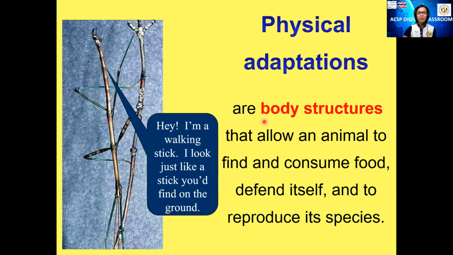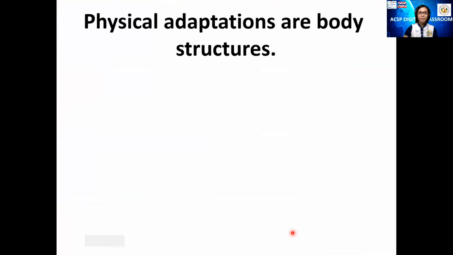Physical adaptations are body structures that allow an animal to find and consume food, defend itself, and reproduce its species. These physical features help the animal obtain food, keep safe, build homes, withstand weather, and attract mates to reproduce. Those are physical features, and we can also call them physical adaptations. So physical adaptations are body structures.